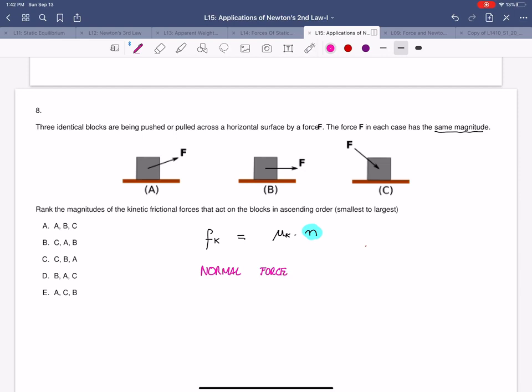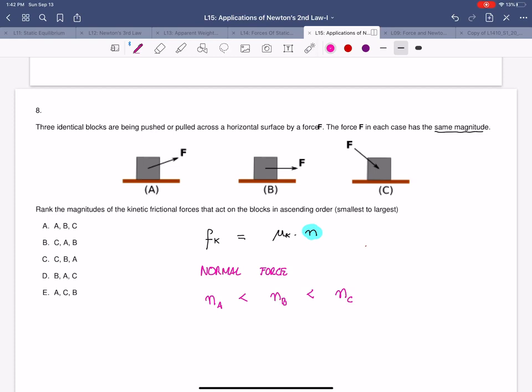Remember, if you're looking at this sketch, here you've got a force F which is directed in an upward direction. Here the force is horizontal. Here the force is pushing down. Okay, so if you're comparing the normal forces, the normal force in sketch A is going to be less than the normal force in sketch B, which is less than the normal force in sketch C.